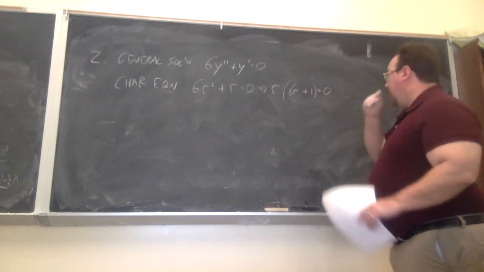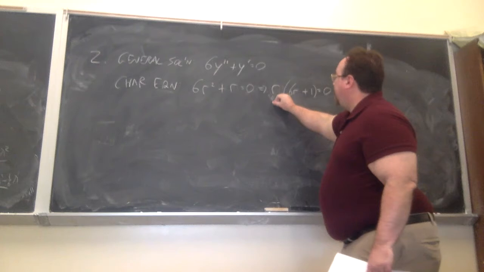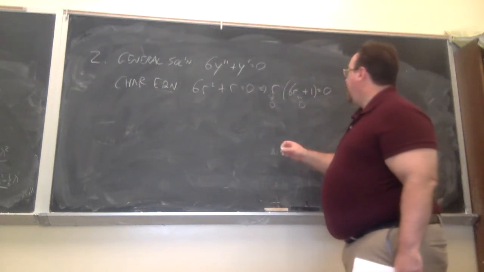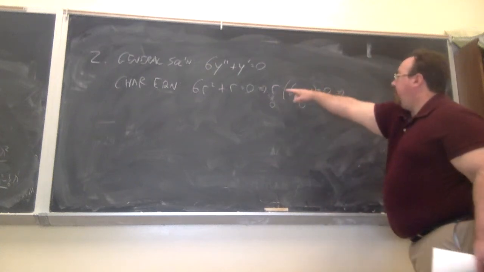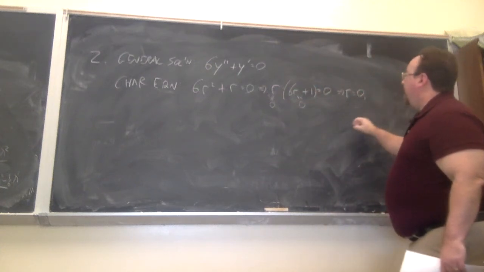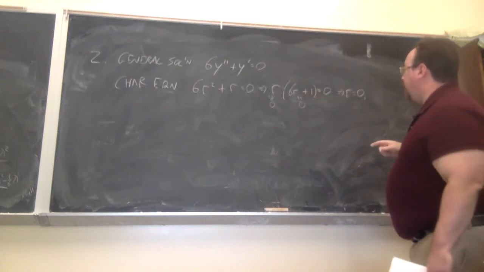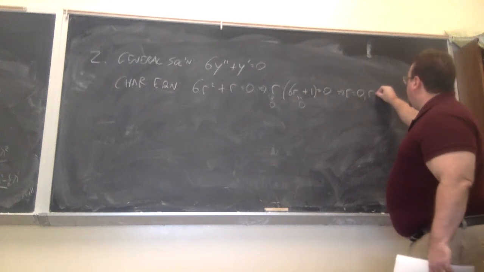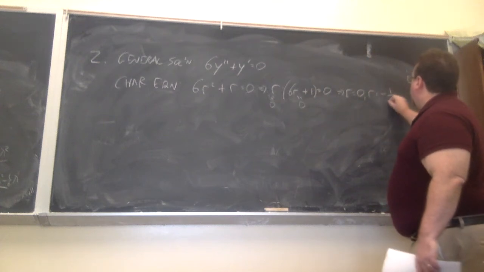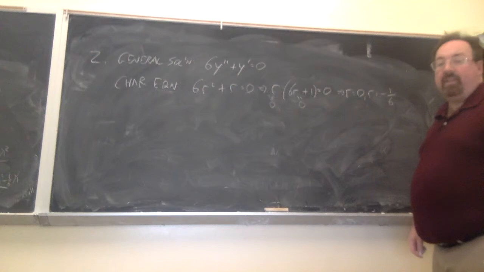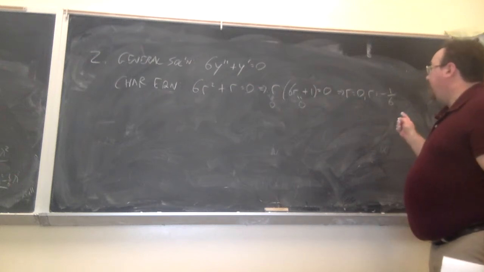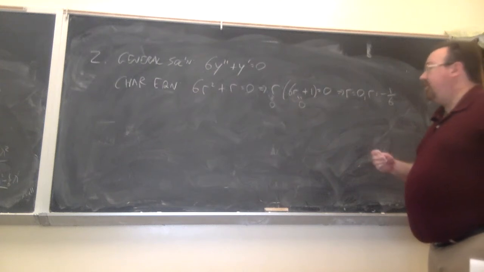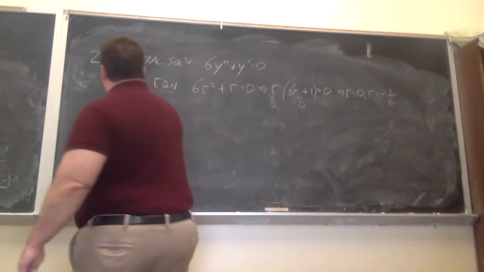is equal to 0. So now you can set both of these factors equal to 0 to find the values of r that solve the characteristic equation. From the first one, r is equal to 0, and then we have 6r plus 1 equals 0, so 6r equals minus 1, therefore r is equal to minus 1/6. Now that we have the two roots of the characteristic equation, we see that they are distinct real roots, so the general solution will consist of exponentials.